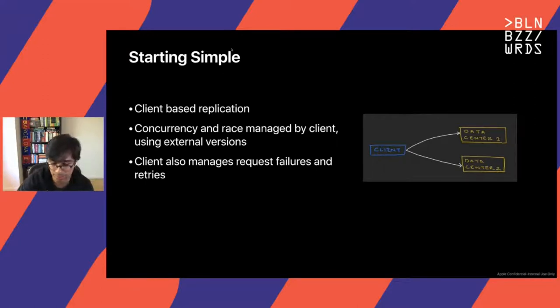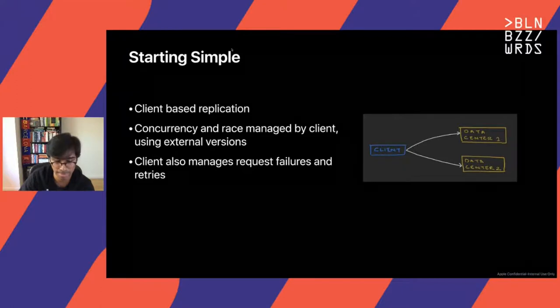If you look at what happens in a client-based data center application, as is obvious, the responsibility for everything relies on the client. The client is basically responsible for managing external versions. Solr does provide a pretty good optimistic concurrency. As long as you're versioning your documents correctly, Solr is going to take care of things for you. But the versioning has to come from the client in a setup that relies on the client to provide cross data center replication. And not only that, in this case, the client also ends up managing request failures and retries.